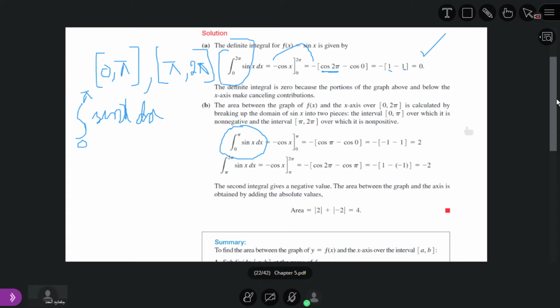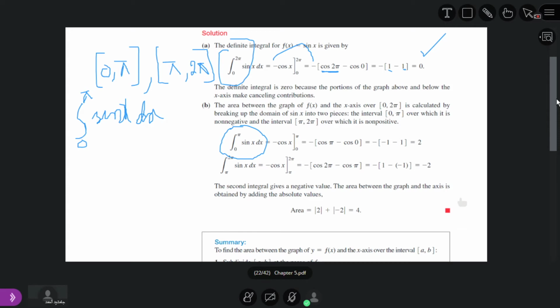Now we have example number 8. What is the question? Find the area of the region between the x-axis and the graph of the function x to the power 3 minus x square minus 2x. I repeat, x to the power 3 minus x square minus 2x. And the interval is from minus 1 to 2.